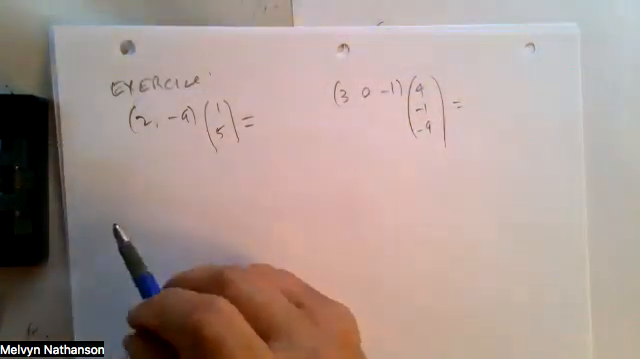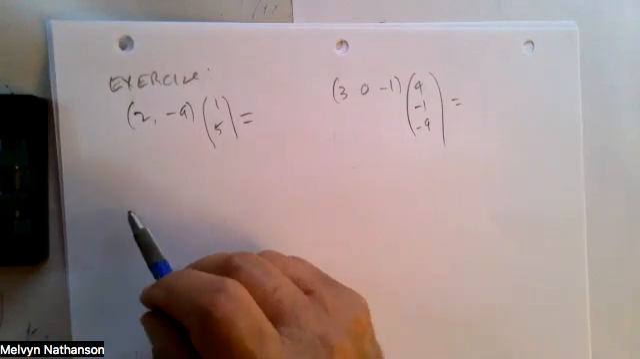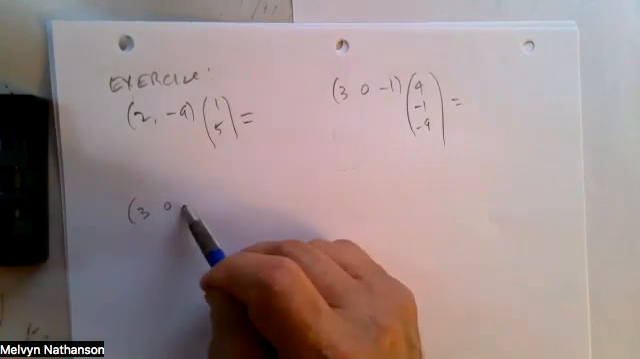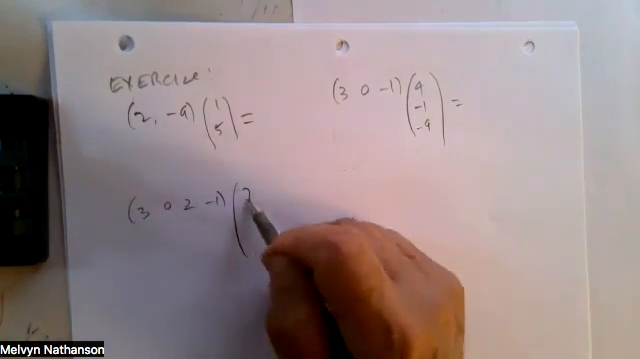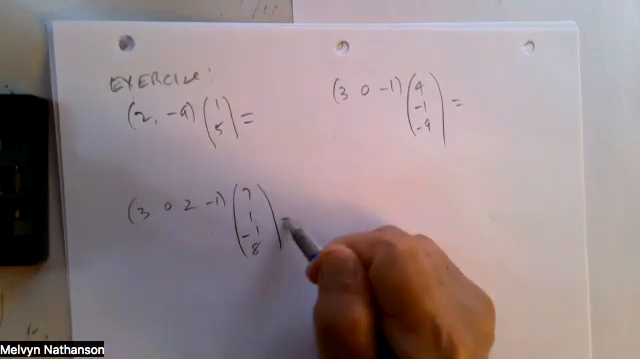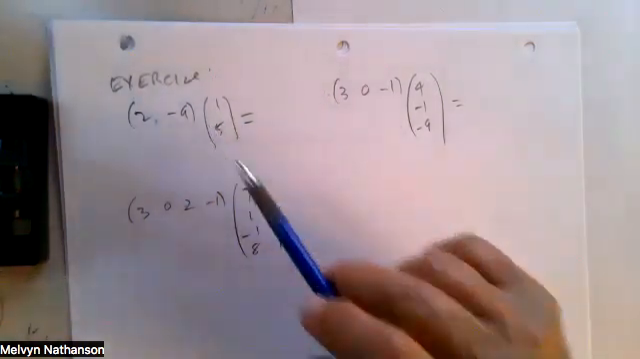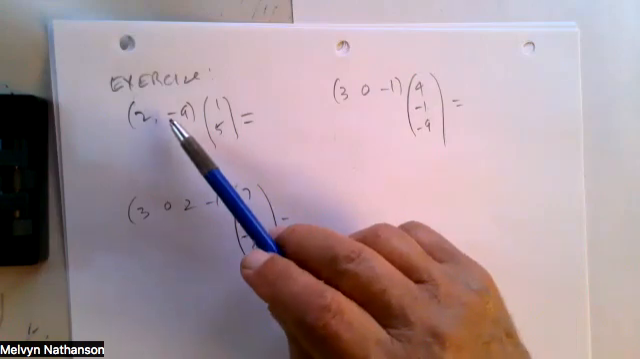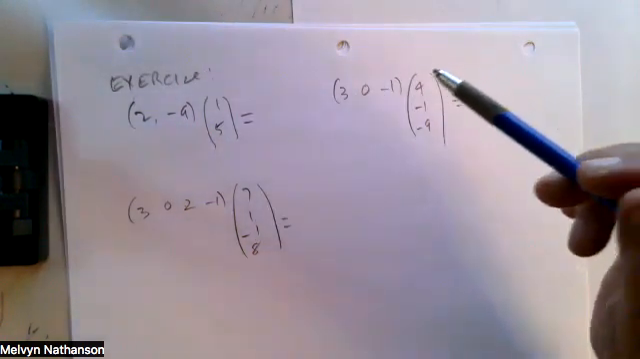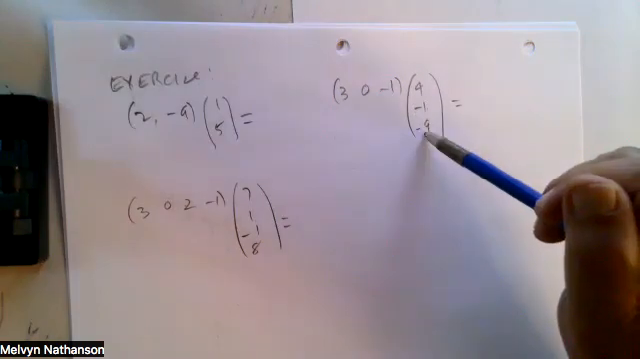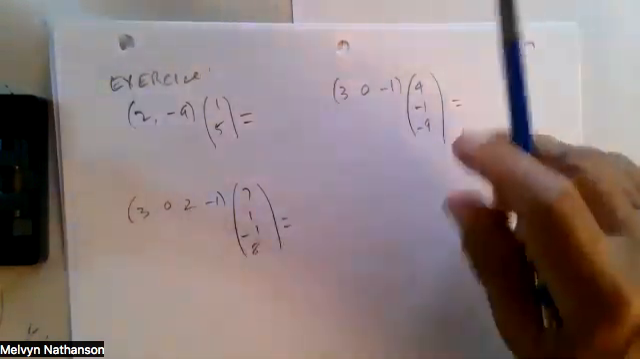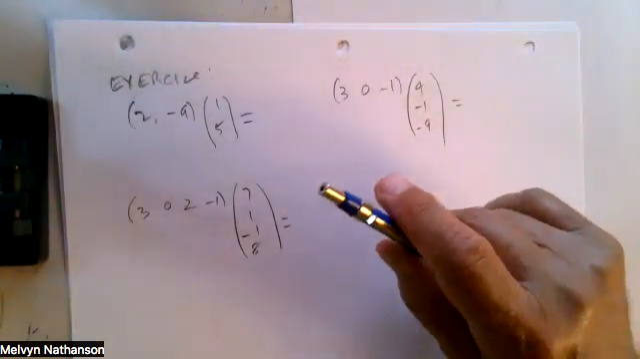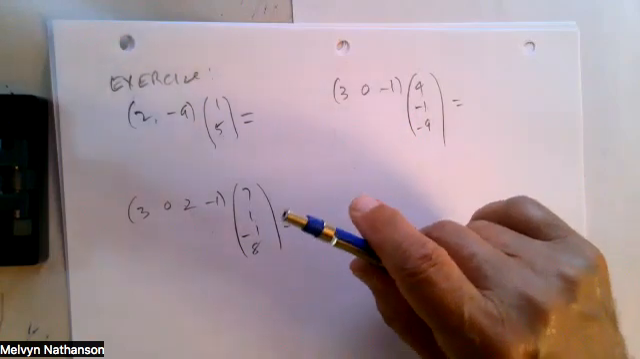What is that? Or do four-dimensional vectors: 3, 0, 2, minus 1 times 7, 1, minus 1, 8. So take a minute and calculate what these things are. This times this, this times this, this times this. This is a two-dimensional times a two-dimensional thing. That makes sense. This is three-dimensional and three-dimensional, four-dimensional and four-dimensional. In every case, what comes out is just a pure number, a scalar. So work it out and someone tell me what you get.